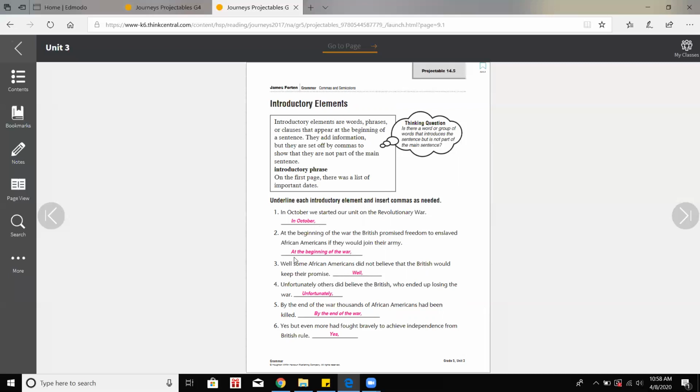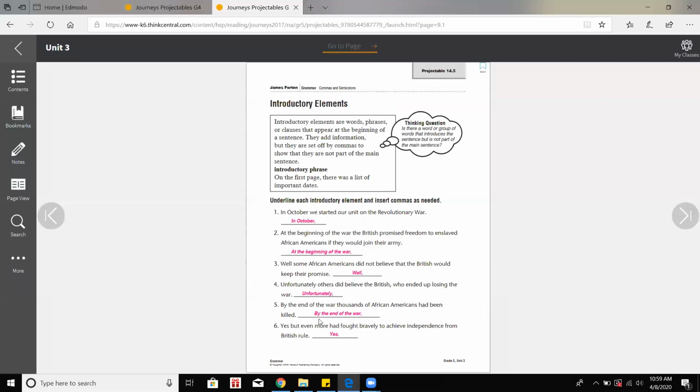Okay, number two, you have at the beginning of the war. That's your introductory phrase. And then the rest of the sentence is set off by separating it using a comma. Okay, number three, your introductory word is well. Well, some African Americans did not believe that the British would keep their promise. So you have to put the comma right after that. Number four, your introductory word is unfortunately. Okay, put the comma after that, and then comes the rest of your sentence. Unfortunately, others did believe the British, who ended up losing the war.